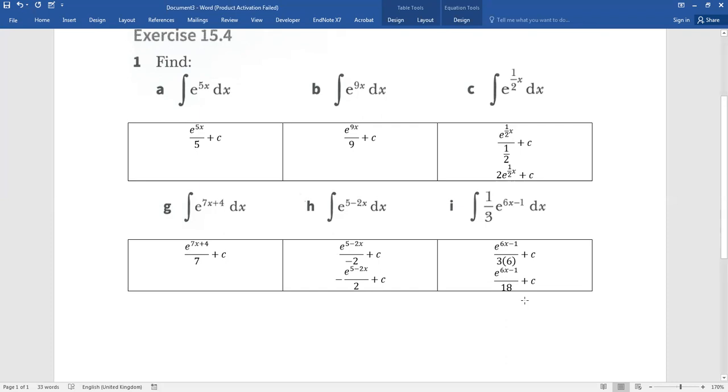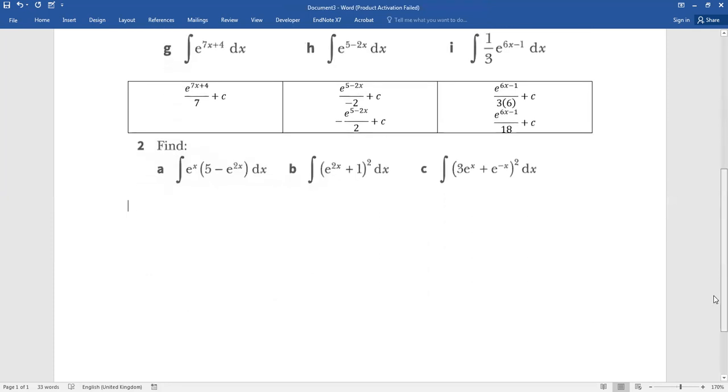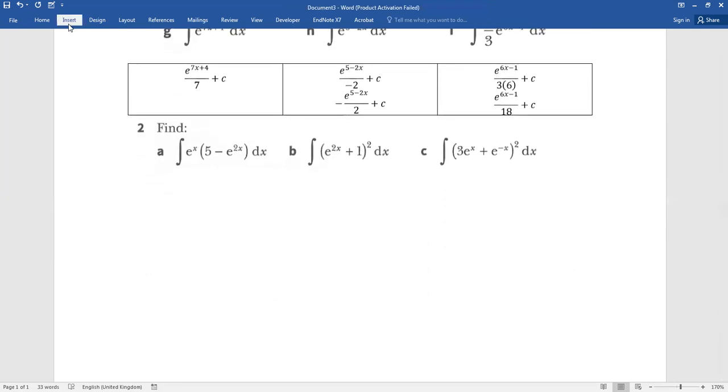Let's move on to number 2. How will we intend to integrate this?